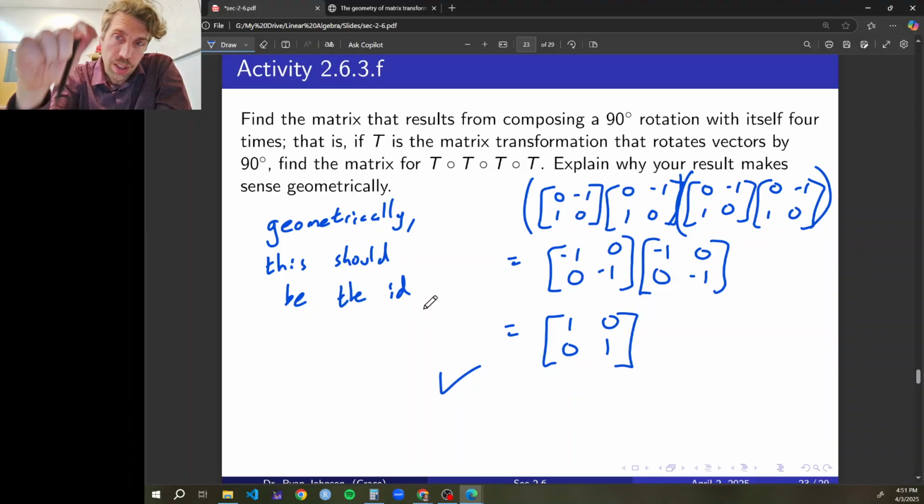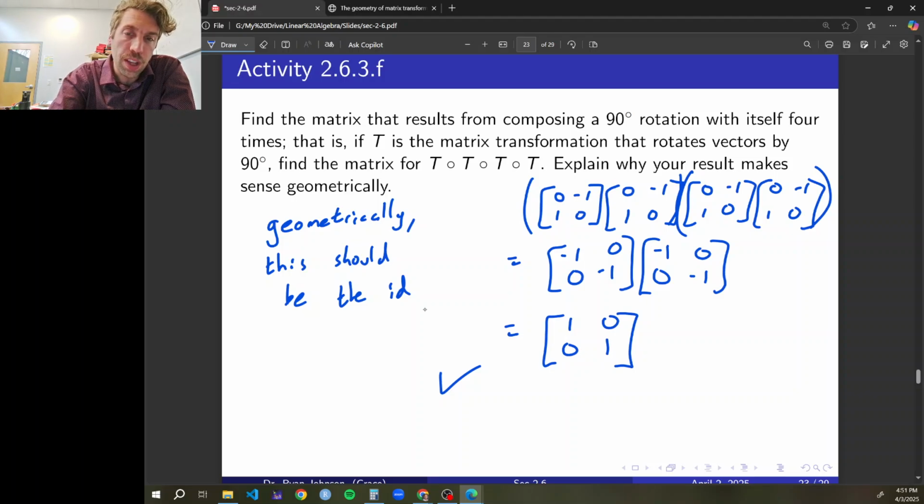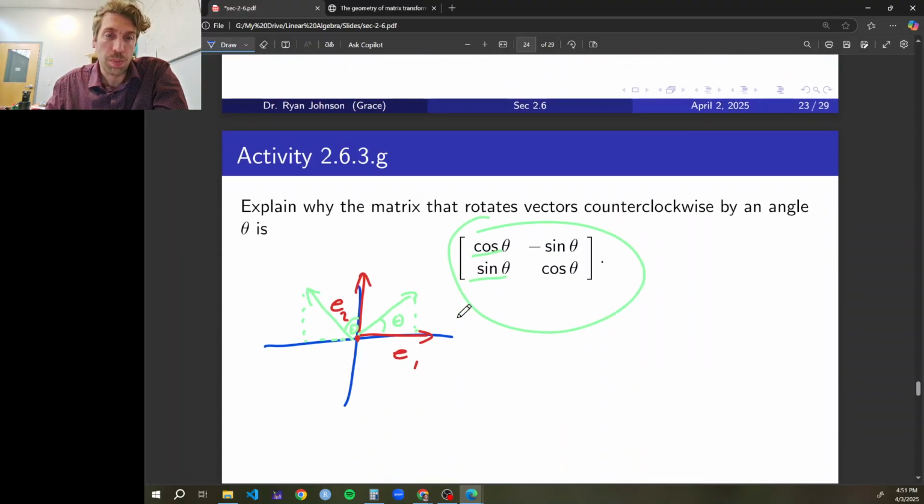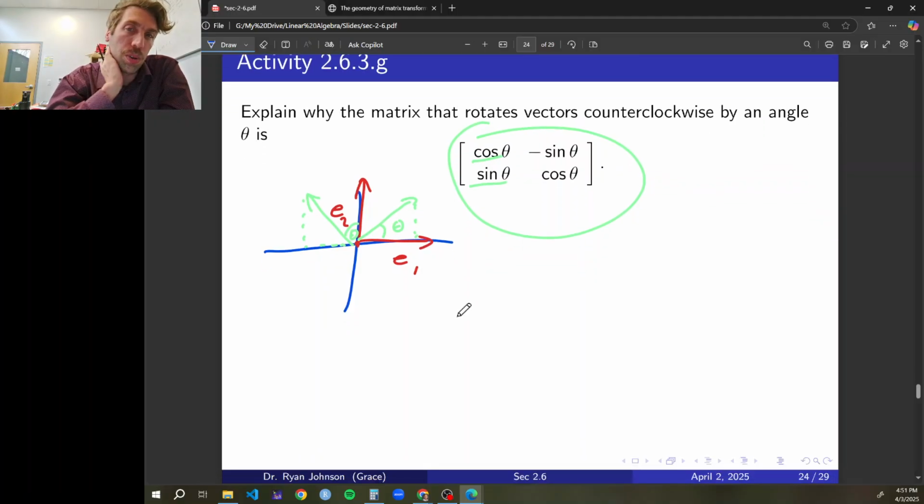Then that makes sense because now if I have T 4 times, I divide it up into 2 of them. So then multiplying those together, I get negative 1, 0, 0, negative 1. And since it's the same thing over here, it's negative 1, 0, 0, negative 1. And then multiplying those together, you get 1, 0, 0, 1, which is the identity. So geometrically, it should be the identity. And then matrix multiplication gives us the identity matrix. So that checks out.